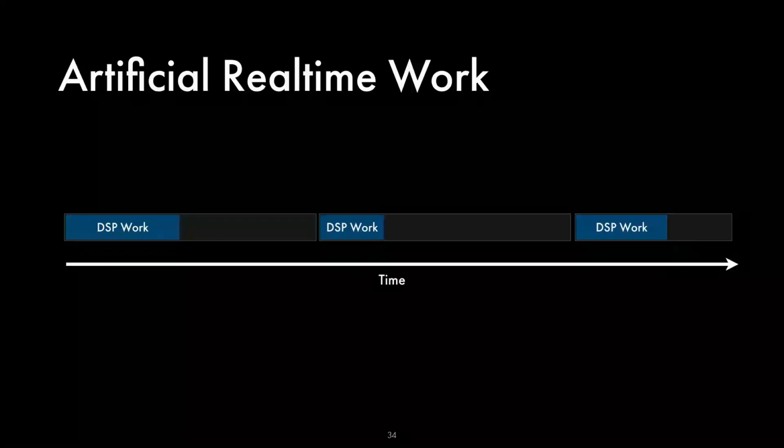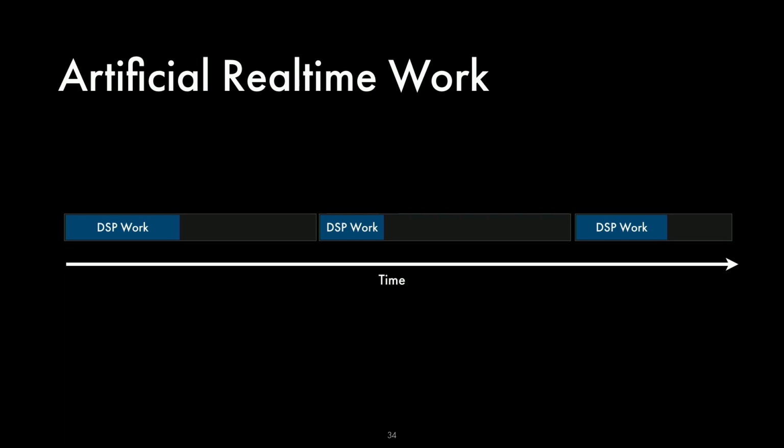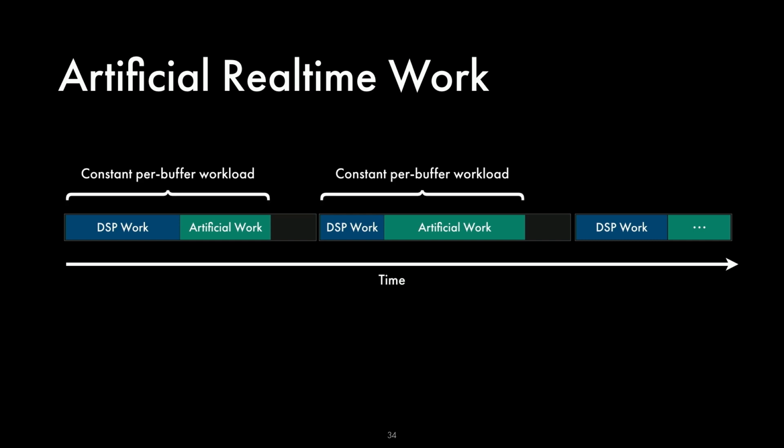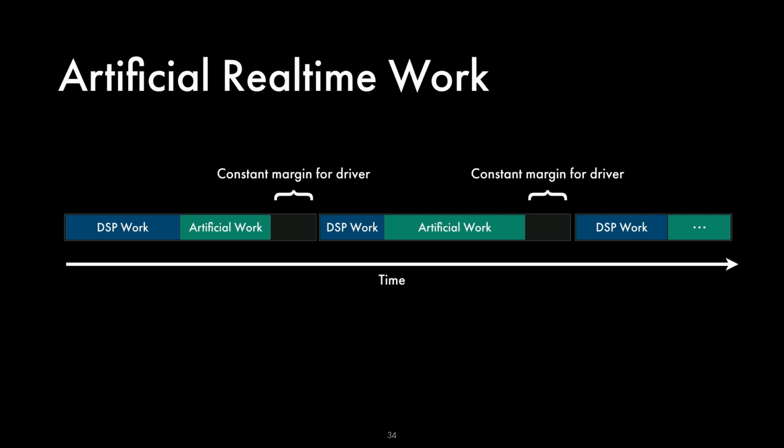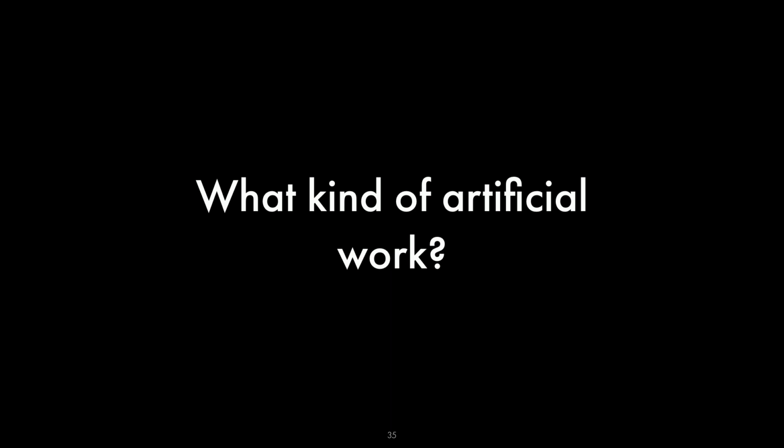So to show this graphically, we have DSP work, which might have varying lengths depending on how much work there is. So here it's a bit longer than the second time. And we're going to add a block of artificial work such that the duration of work in any given I/O callback is constant, and also so that the driver gets a constant margin to shuffle around buffers. So we're going to spin in this artificial work, waiting for some target time to maintain this total constant time. The question is then, what sort of artificial work can we do?